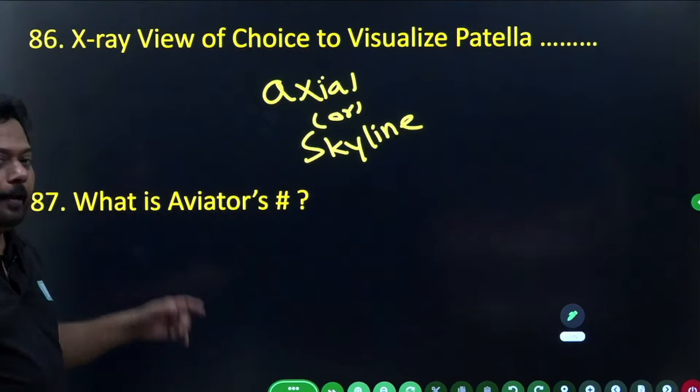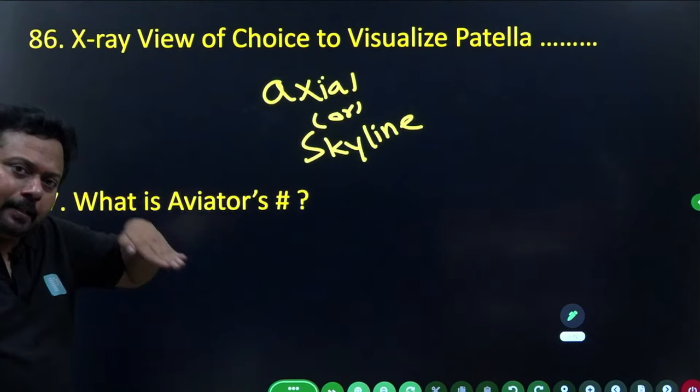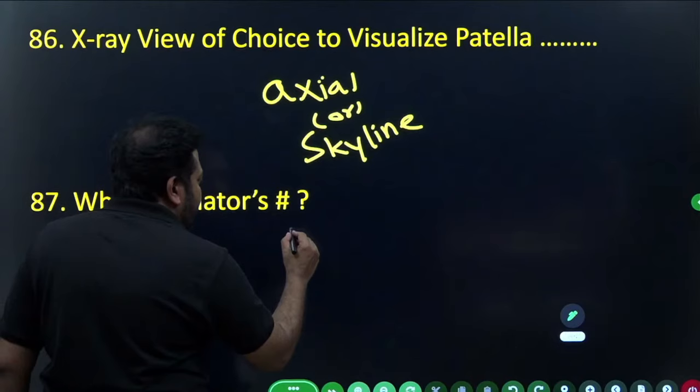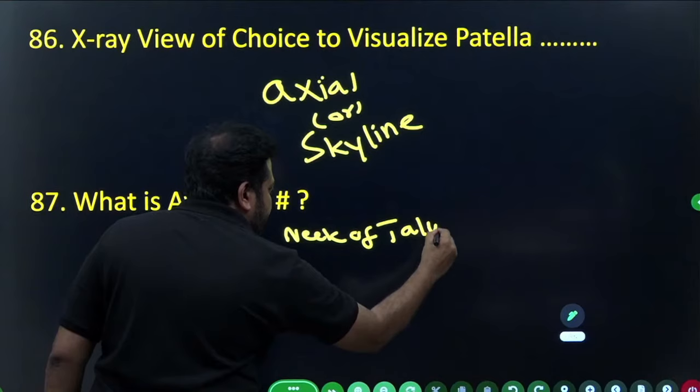During a crash landing, if there is a bar in the seat in the flight, the middle portion of the foot is hit against the bar. This will go and cause a fracture of the neck of the talus, and this is called aviator's fracture. Fracture neck of talus, that's called aviator's fracture.